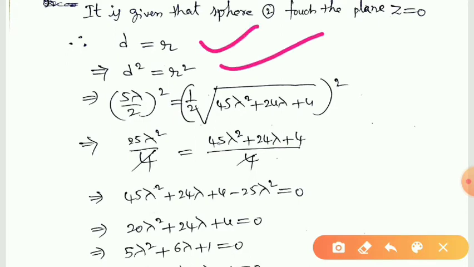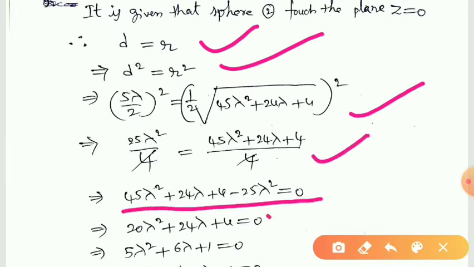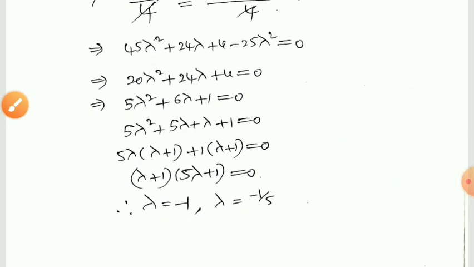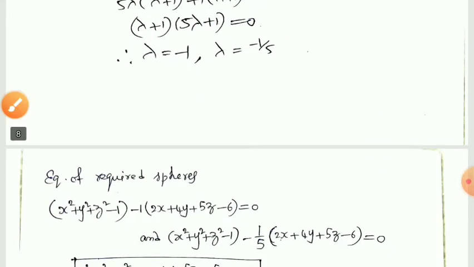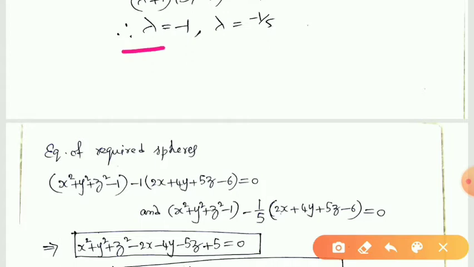By taking the value of d and the value of r and simplifying, you will get this, and this is a quadratic equation. On solving this quadratic equation, finally you will get lambda = -1 and lambda = -1 by 5. You can get two values. As you obtained two values of lambda, -1 and -1 by 5, it can easily be understood that we will get two different equations of spheres. Whenever lambda = -1, we will get the equation of the first sphere, and whenever lambda = -1 by 5, we will get the equation of another sphere.